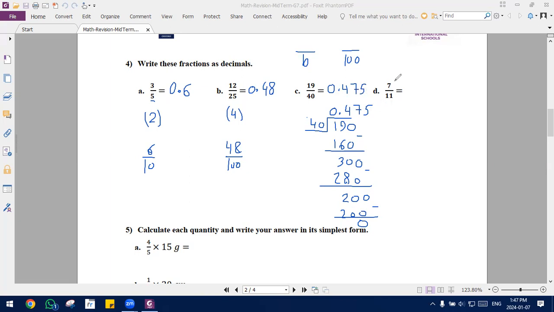Next one, we have 7 over 11. Can I make 11 10? No. Can I make it 100? No. So what do we do? Long division. 7 divided by 11.